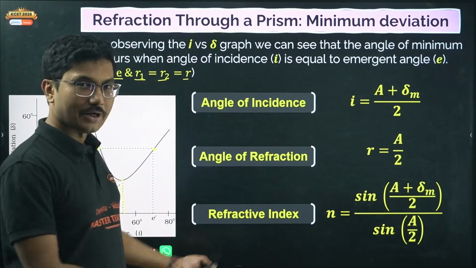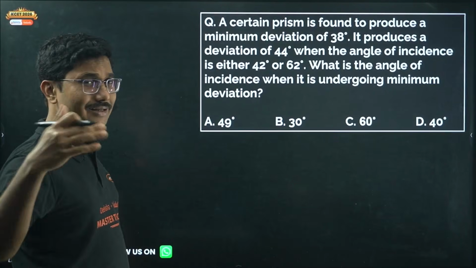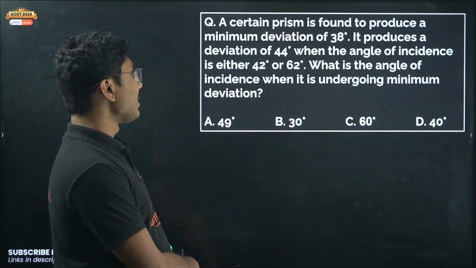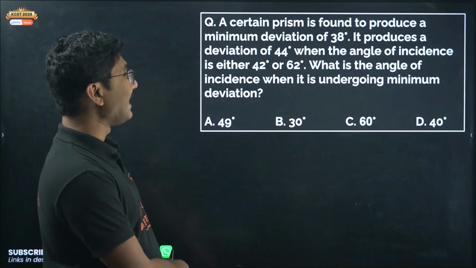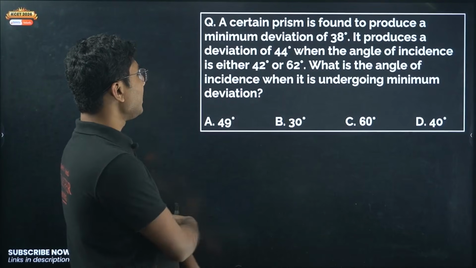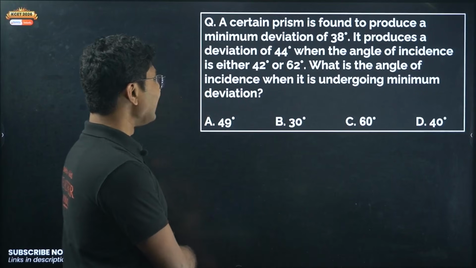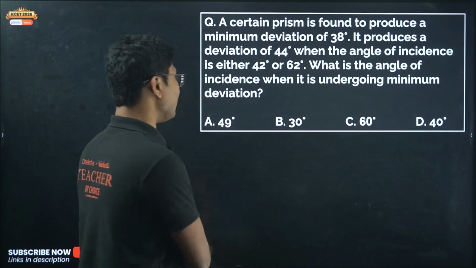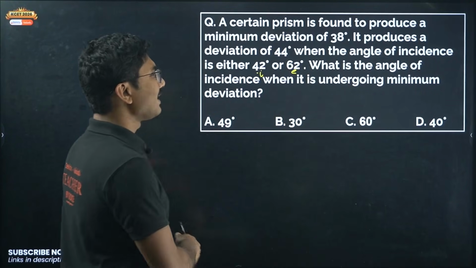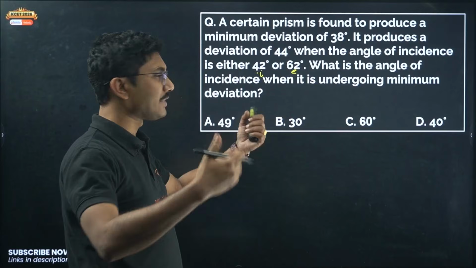Anyway, you are not doing these practicals, even though it is in your syllabus in a slightly easier format. A certain prism is found to produce a minimum deviation of 38 degrees. It produces a deviation of 44 degrees when the angle of incidence is either 42 or 62. That means this is the pair: if this is I, this will be E. What is the angle of incidence when it is undergoing minimum deviation?